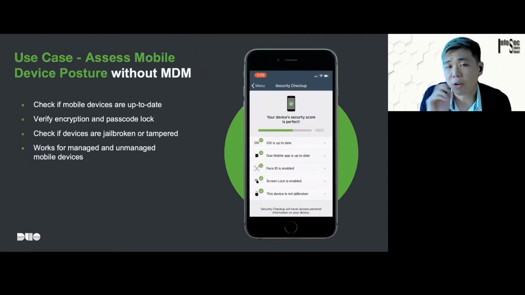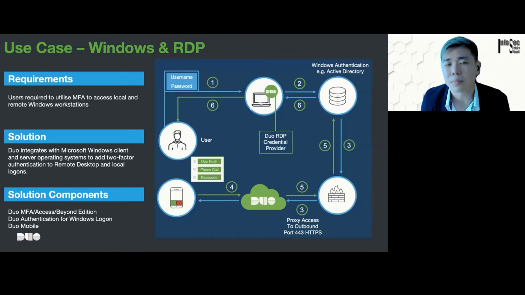We also have a very interesting use case in Duo, and that is that we can assess mobile device posture without an MDM. As I mentioned earlier, is your iOS device up to date? Does it have encryption turned on? Does it have Face ID enabled? Right, this helps you put trust in the user's device, regardless of whether it's a BYOD device or something that IT has issued.